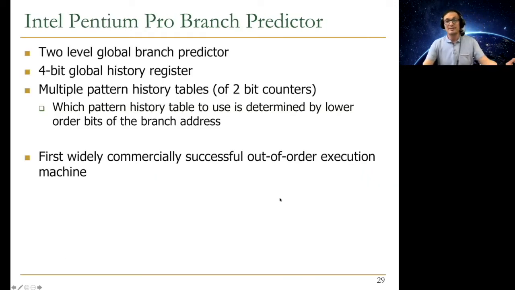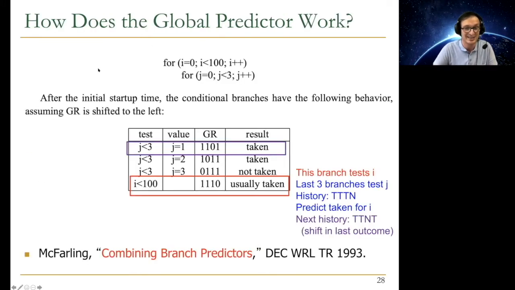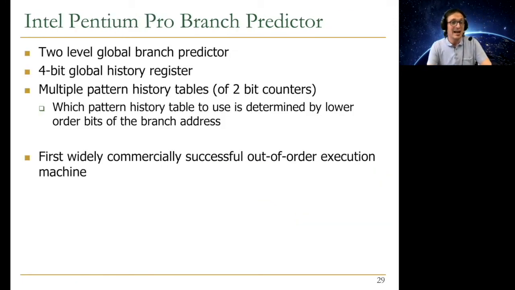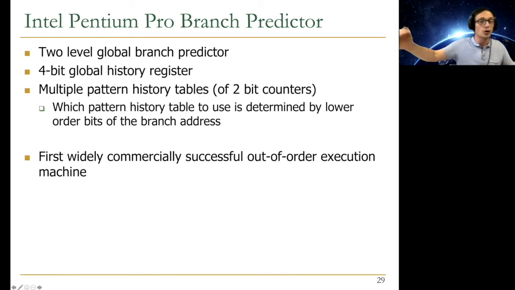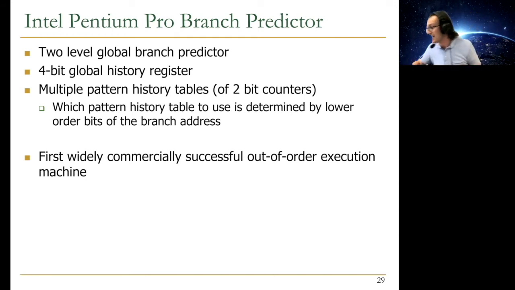Okay, so this idea of global branch prediction is actually implemented in the first widely commercially successful out-of-order execution machine, which is Intel Pentium Pro. It has a 2-level global branch predictor. It has a 4-bit global history register, just like what we have seen over here. And it has multiple pattern history tables. Basically, instead of having a single pattern history table, they use 4 of them. And which pattern history table to use is determined by the lower order bits of the branch address. So they basically want to reduce the interference between different branches so that they can get better prediction accuracy. So clearly you have a design choice in terms of how you organize these tables.